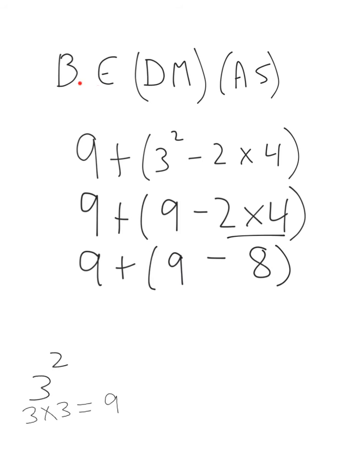We're still within the brackets, and we've looked at division and multiplication, we've done that. Obviously all that's left is the addition and subtraction, which we have 9 minus 8. 9 take away 8, obviously 1. So now we just have 9 plus 1 equals 10. Hope that helps.